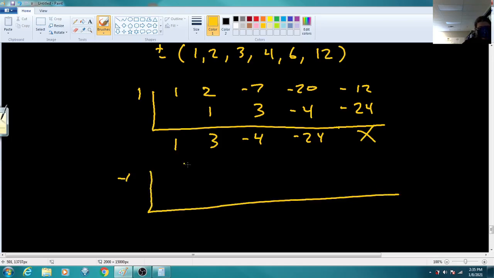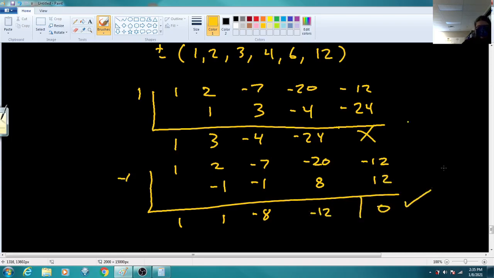So we're going to reset, and we're going to move on to negative 1, because that's kind of the next easiest one to do. So I'm resetting my number. Instead of using positive 1, I'm going to use negative 1. So we get 1. 2 take away 1 is 1. Negative 1 times 1 is negative 1. This will go to negative 8, that'll make a positive 8. Negative 20 plus 8 is negative 12. Negative 1 times negative 12 is positive 12. And here is a 0.